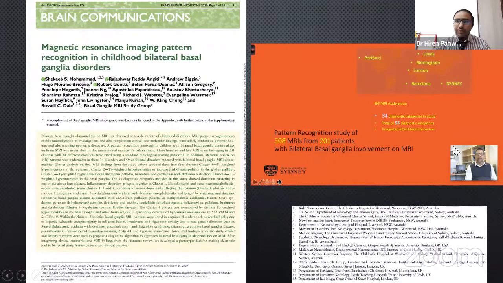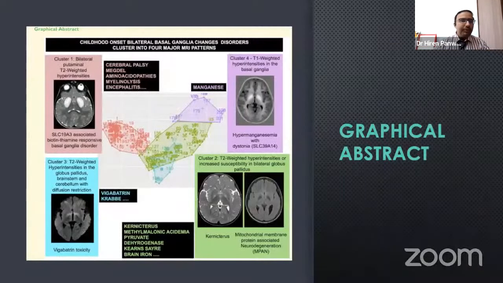Here we can see the primary author, Dr. Shakib, who has collaborated with other parts of the country and made this a beautiful article. We'll be going through this area. They have given a wonderful graphical abstract, which I was very happy to see. What they have done is cluster all the basal ganglia abnormalities into different categories, for example putamen involvement, globus pallidus involvement, or other parts of the brainstem and other findings that we'll be going through. Based on that, they have given us an approach.